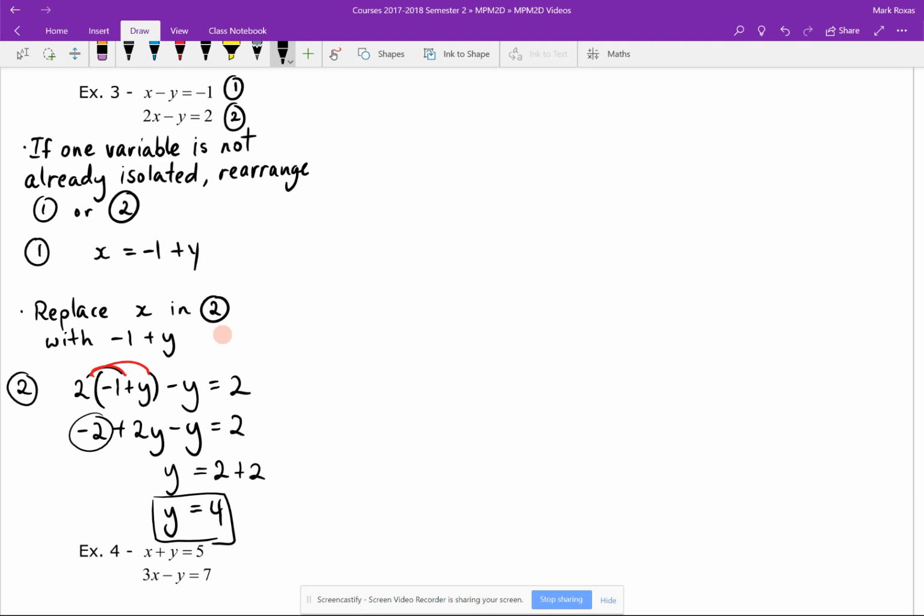Okay. Then everything else is just like the previous example. So the next step would be to substitute y equals 4 into either equation 1 or equation 2. So you look, which one would be easier? Well, it looks like equation 1 will be easier because there's fewer steps. I don't have to multiply as much, and the numbers look smaller, so let's use that.